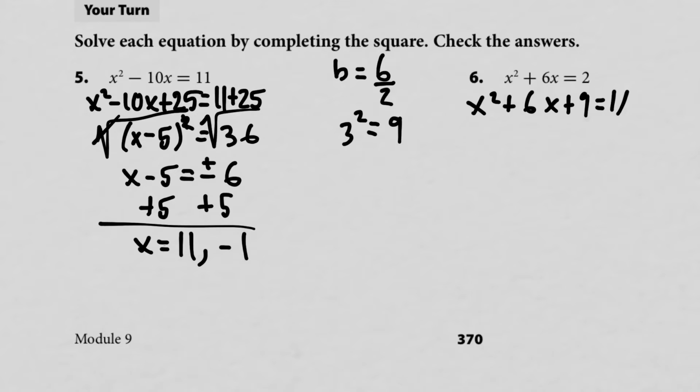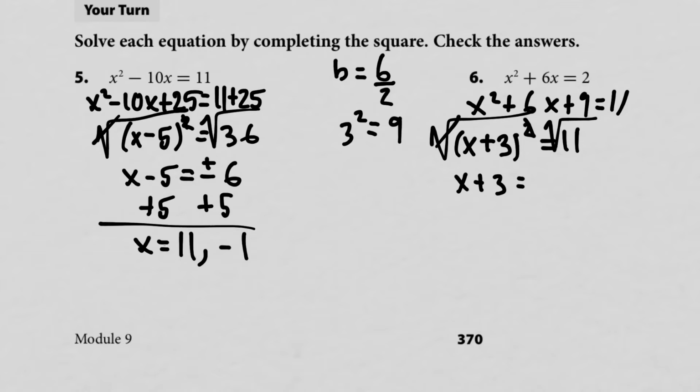Take the left side and factor it. It's a perfect square trinomial, so it works out perfectly. Square root of the first one, which is x. Square root of the last term, which is 3. Square root of 9 is 3. And then the sign is determined by your b term, which is positive 6, so plus 3, equals 11. Now to solve that, you're going to take the square root of both sides, and you get x plus 3 equals plus or minus radical 11.